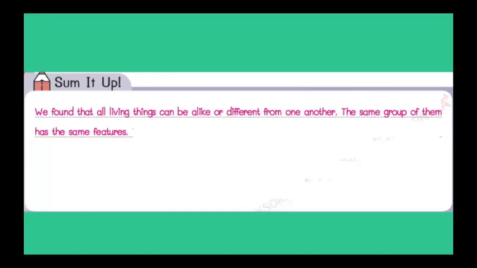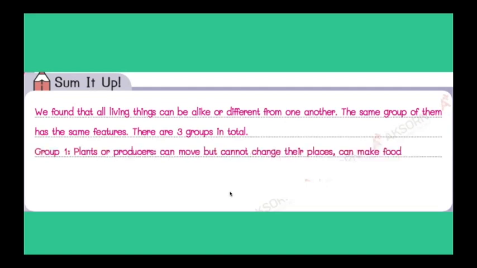Okay, continue. There are 3 groups in total. Repeat after me. There are 3 groups in total. Okay, write it down. Pause the video, write it down. And let's list these groups, okay? Group number 1, plants or producers.